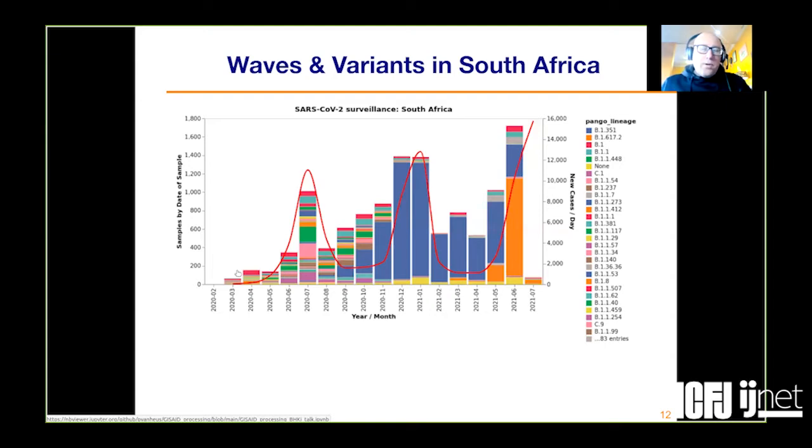So in our first wave in South Africa, this red line is the number of cases per day, and the bar graphs are the number of samples per month. So they're quite different scales, but they give you some idea of, you know, we were sequencing more during our waves and things like that. This was done by different labs in South Africa, okay? And we see that in the first wave, there was quite some diversity of different lineages of viruses circulating.